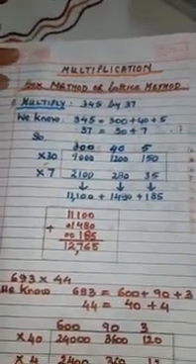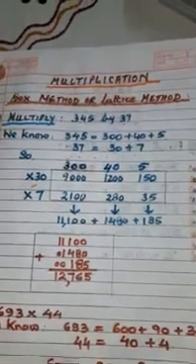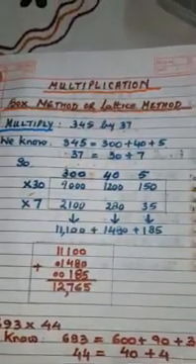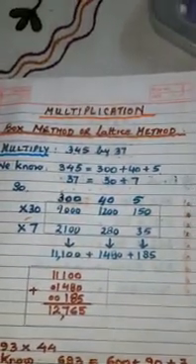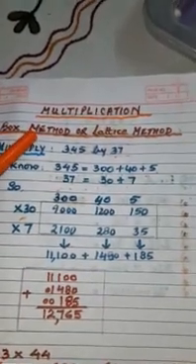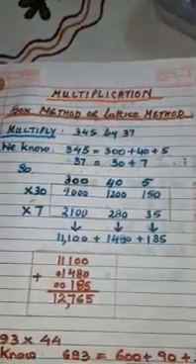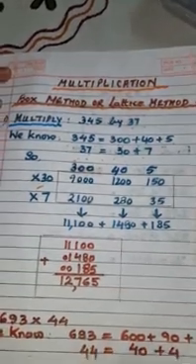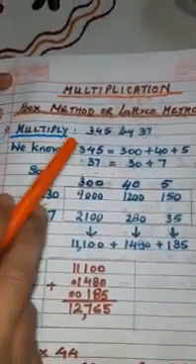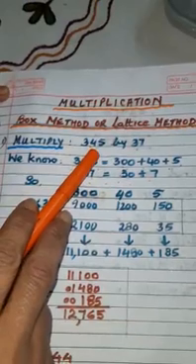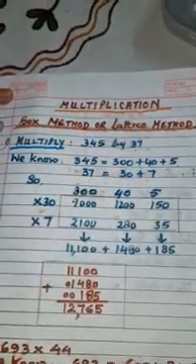In the last class also we have done some multiplication sums, but today we are going to learn one new method of multiplication, that is a box method or lattice method. Let's take up one example. We are multiplying this question 345 by 37.